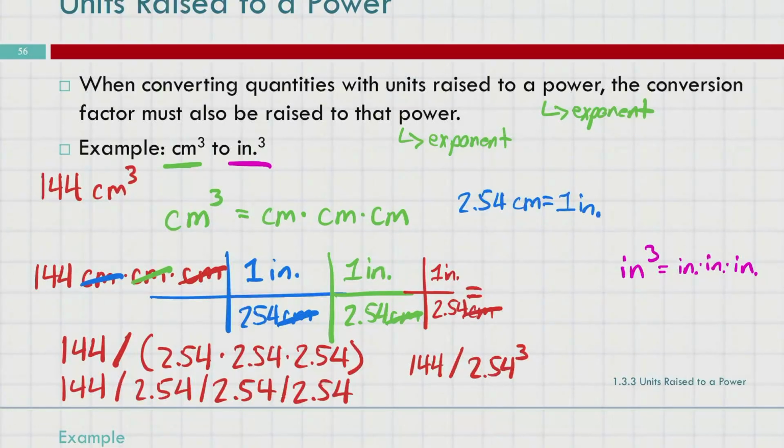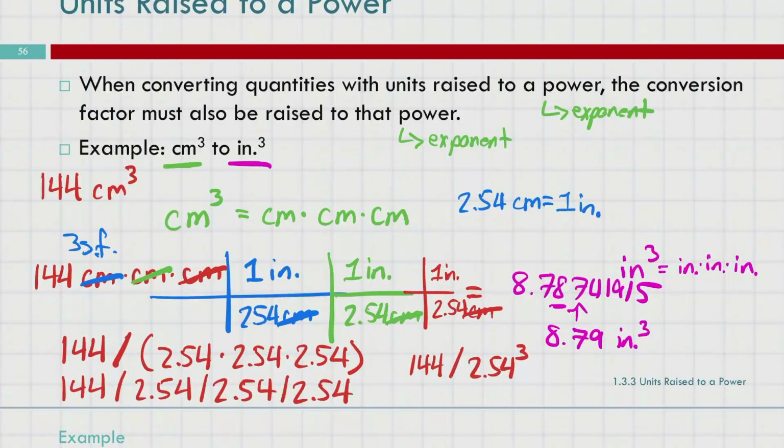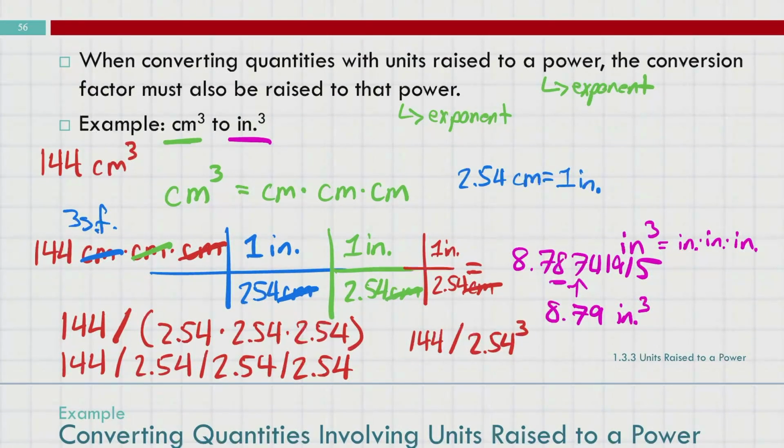All right, let's put this into the calculator. 144 divided by 2.54 3 times. The answer is 8.78741915. We're going to round it to 3 significant figures. So 8.79 cubic inches. Any questions about the setup for that problem, how we did it, etc.?